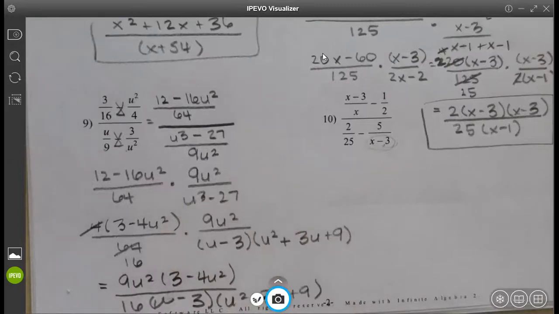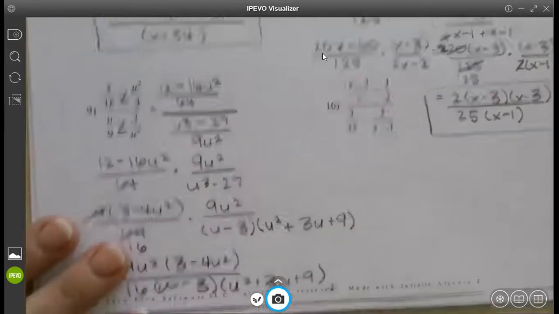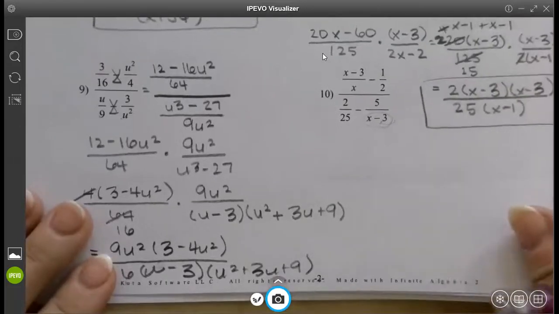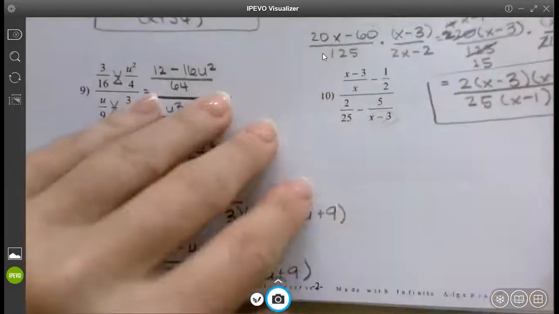Don't feel bad if it's a big fraction. It's not going to hurt anything. All right. I'm going to take a minute to copy this to the back of my page so I can see it. So just give me a minute.